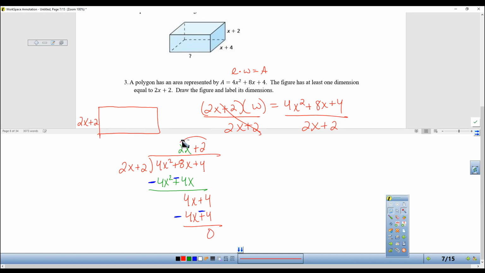So there's no remainder. The other side is 2x plus 2. And that's why they said polygon. They didn't want to give it away, but it is a square. 2x plus 2, 2x plus 2 are the dimensions of my square.